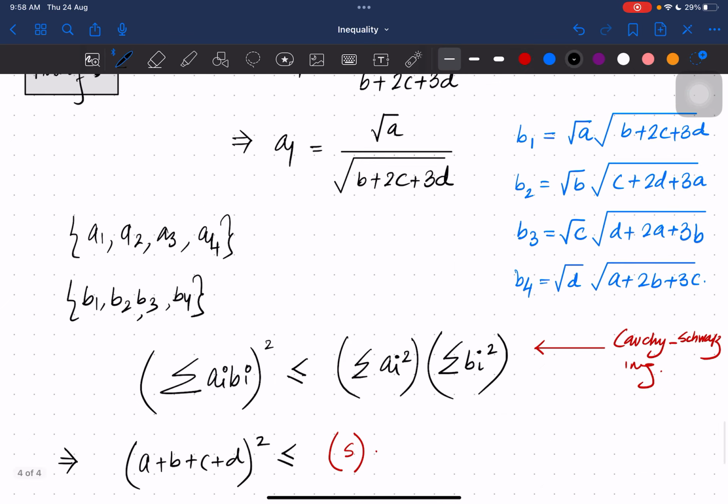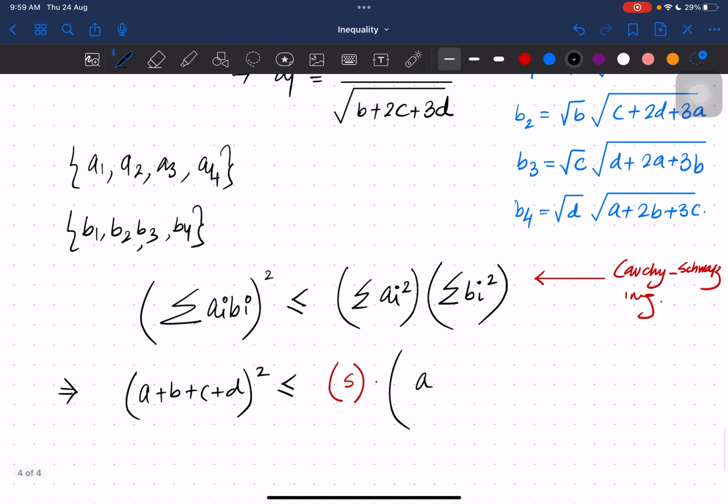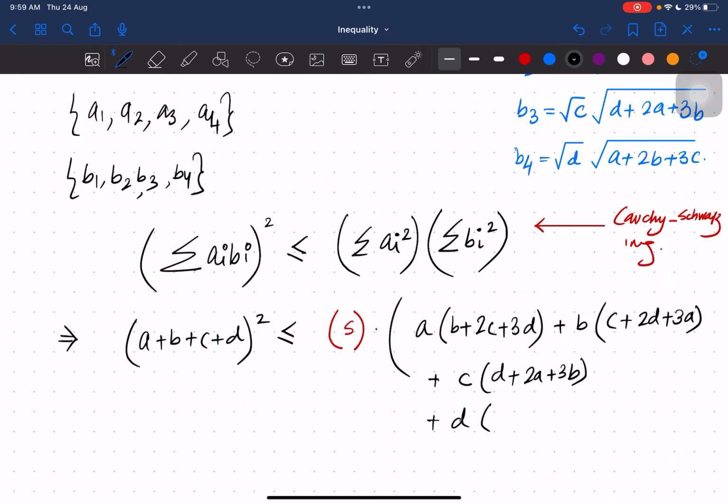So here we have s, and let us see what is bi square. That is nothing but a times (b plus 2c plus 3d), plus b times (c plus 2d plus 3a), then c times (d plus 2a plus 3b), and the final term is d times (a plus 2b plus 3c). So this is the summation of bi square.